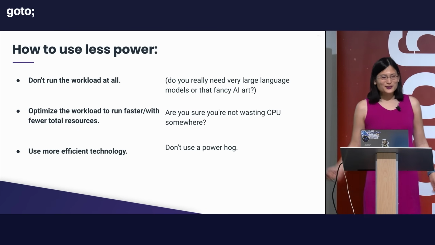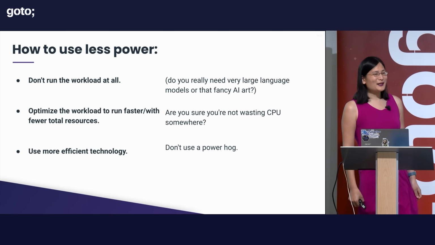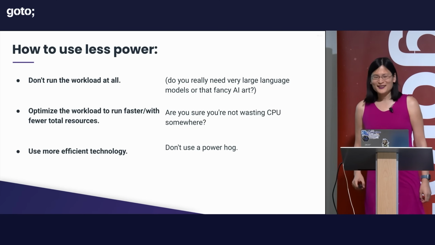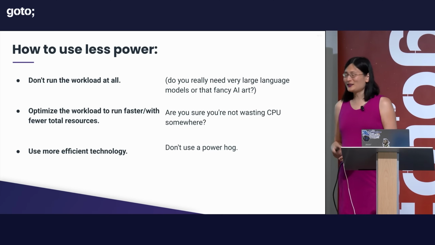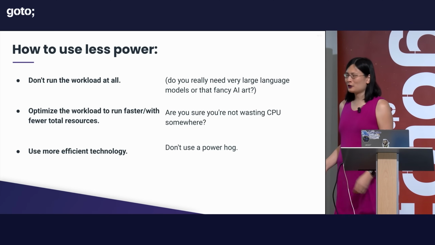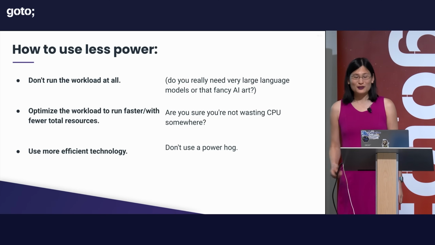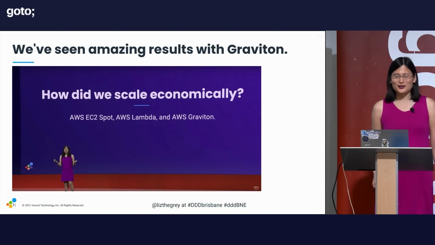So how to use less power? Don't run the workload at all. In particular, does it really make sense to use an AI model for that, or would you be better writing a shell script? Optimize your workload, profile it, set performance measures on whether or not you're regressing if you're doing something that's going to spend a lot of cycles. We certainly do that. And then finally, use the most efficient possible technology that you can.